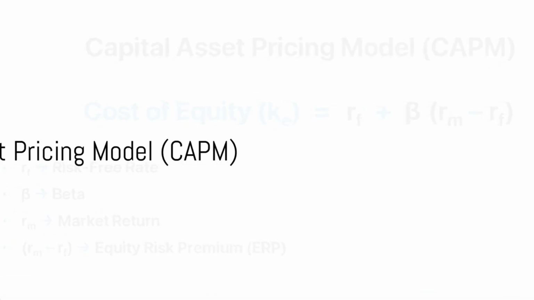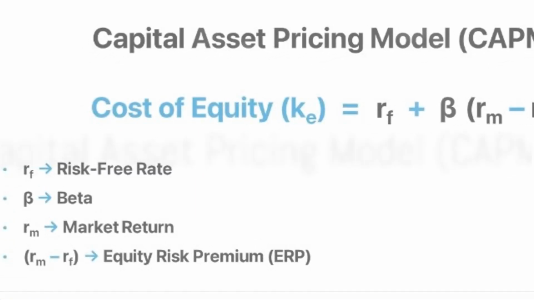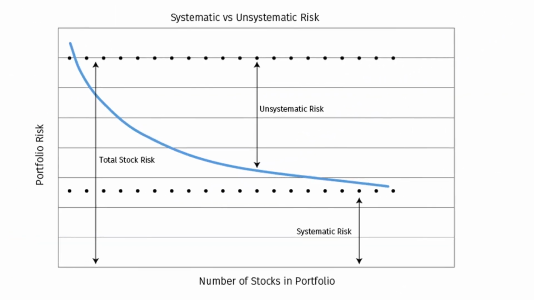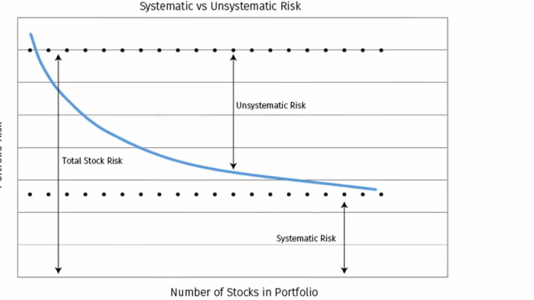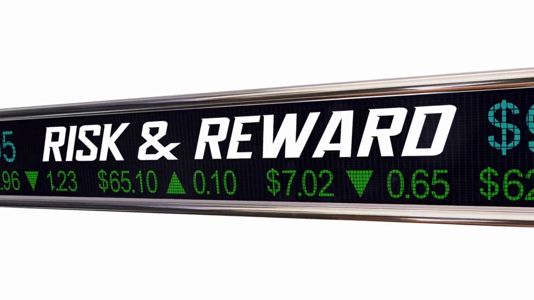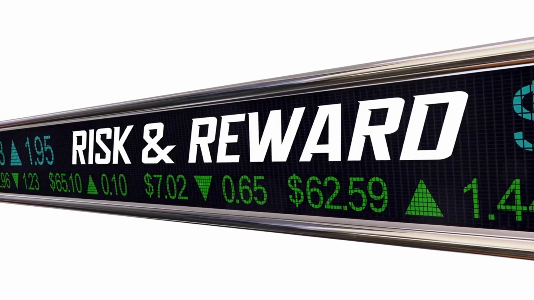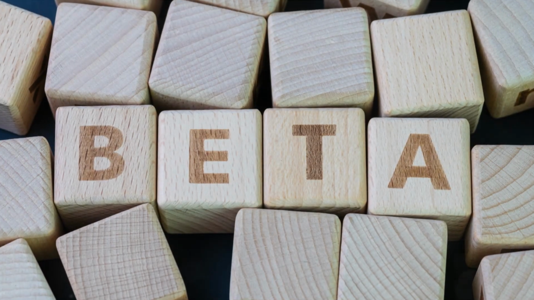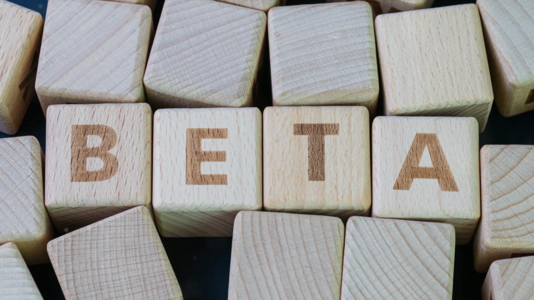Next, we have the capital asset pricing model, commonly known as CAPM. It's a model that describes the relationship between systematic risk and expected return for assets. In other words, it helps you understand how much return you should expect for the risk you're taking. Now, let's talk about beta. No, not the fish. In finance, beta is a measure of a stock's risk in relation to the market.